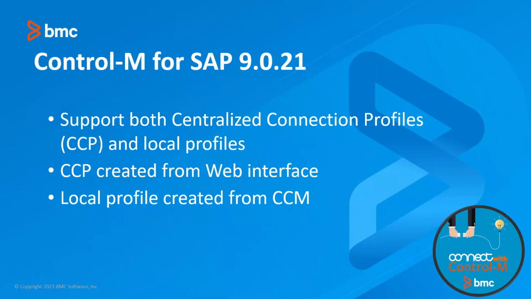Thank you, Trini, for the introduction. In addition to the information presented previously by Inigo, one of the things we can take advantage of in this latest version is the use of centralized connection profiles. As we know, centralized connection profiles were introduced from version 9.20, and this feature will allow you to define connection profiles once and store them in a central location, which is the Control-M Enterprise Manager database, and use them across all the available agents. The Control-M for SAP 9.21 plugin supports both centralized connection profiles, which are defined from the Control-M web interface, and the local connection profiles, which are the ones created from the Control-M Configuration Manager and stored locally on the agent side as in previous versions.